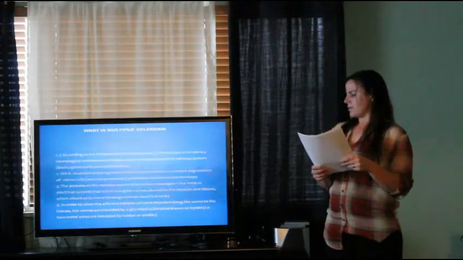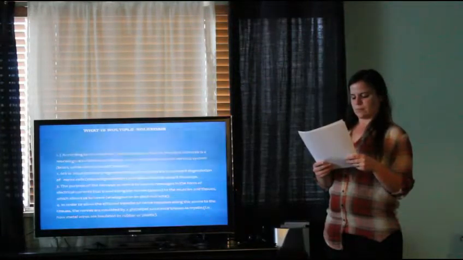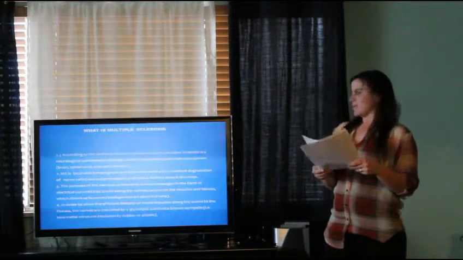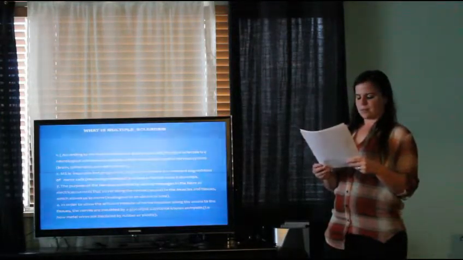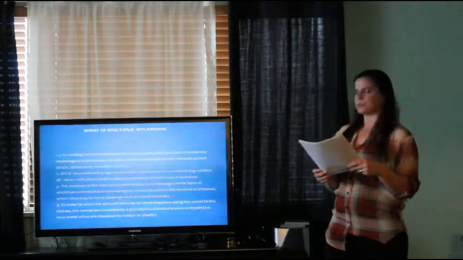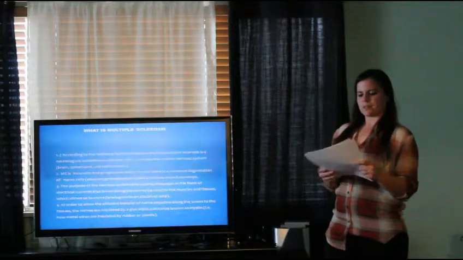First, let me inform you what multiple sclerosis is before I move on to these three main points. What is multiple sclerosis? Multiple sclerosis is a neurological autoimmune disease which involves the central nervous system, which is the brain, spinal cord, and optic nerves.